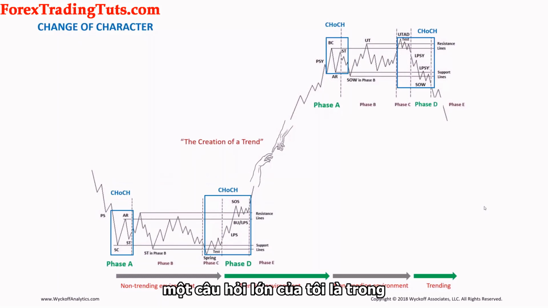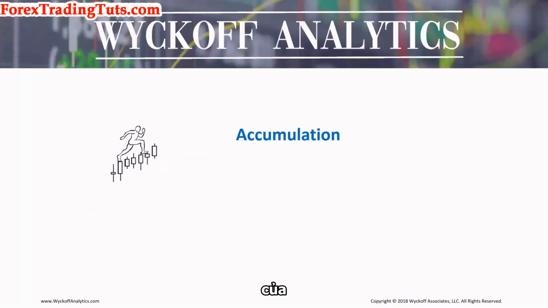My big question is in phase A or in the change of character. The secondary test, you say that it can go below the selling climax.